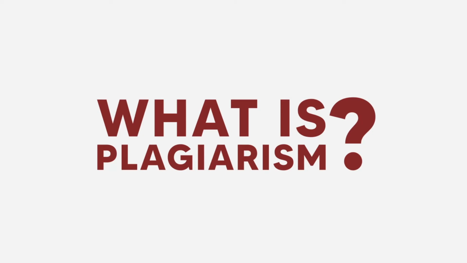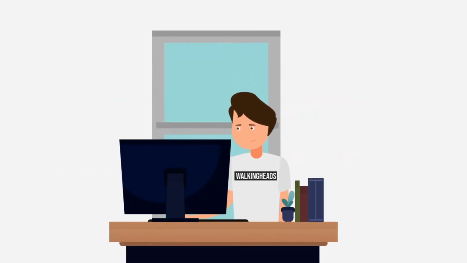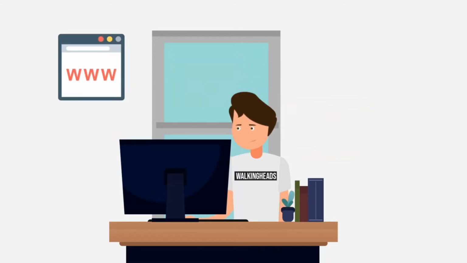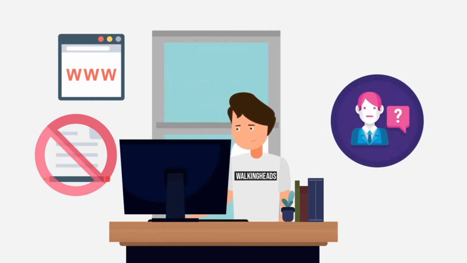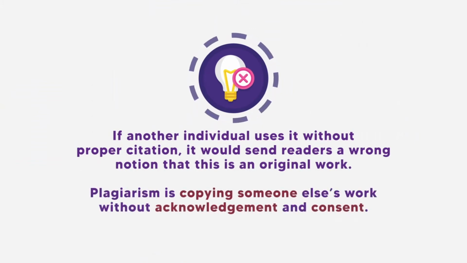Living in the digital era, we often get confused with what intellectual property is in the modern age. For example, you used a study, a report, a journal, or dissertation from the internet, without properly citing the author, and published it as if it was your own and earned money from it. Whether you did it on purpose or not, it is a form of plagiarism. If someone uses it without proper citation, it would send readers a wrong notion that this is an original work. Plagiarism is copying someone else's work without acknowledgement and consent.